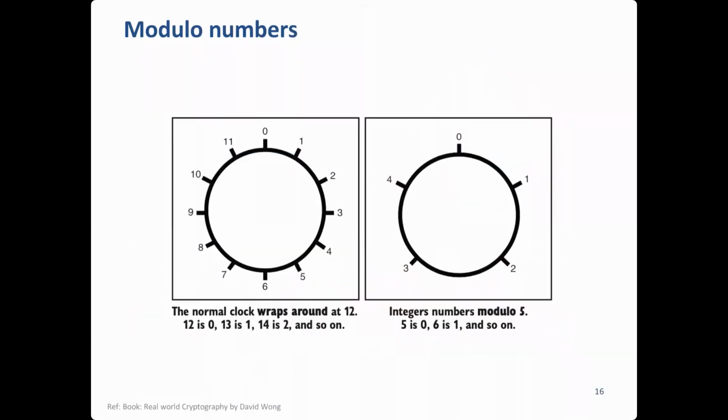Now we can have this modulo number up to 12, for example, because a normal clock wraps around at 12. So 12 becomes 0, then 1, 2, 3, and so on. And this is modulo 5, not modulo 6. So we'll have 1, 2, 3, 4, and then 5 becomes 0, and so on.